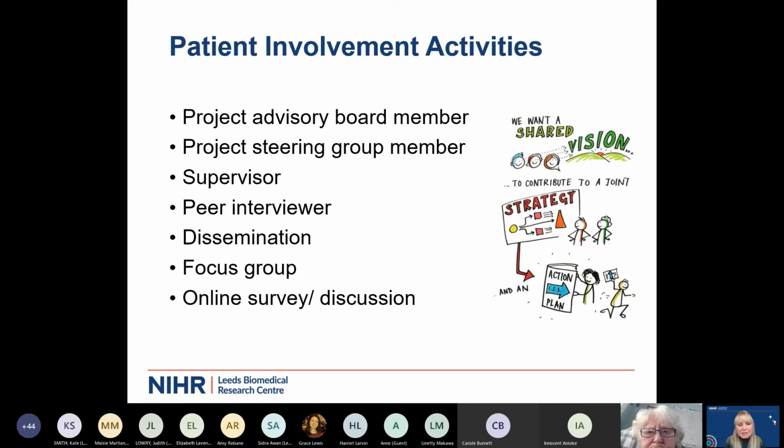There are loads of different activities that you can do to involve members of the public, and here are just a couple of ideas. You can set up a project advisory board for your research that can follow your research through the research cycle. You can have members on your project steering group, and we normally recommend you have 2 members in case someone can't make it, and also to give each other support. Some people have a member of the public as a supervisor to sense check with them throughout their research project and ensure they've always got that public voice as central to how they're planning and how they're delivering their research.